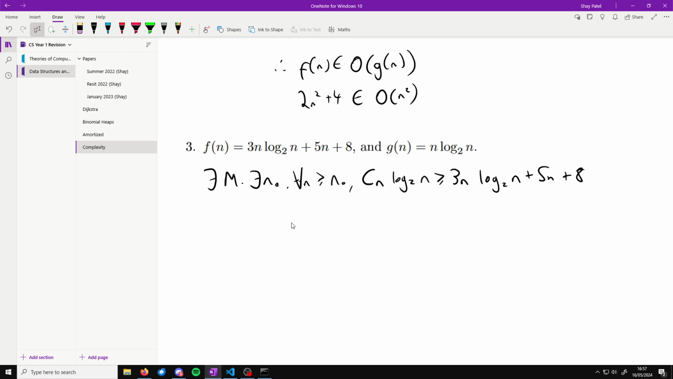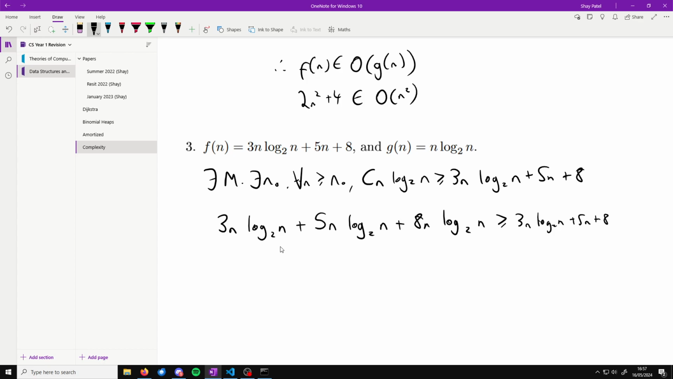Okay, so again, what I'd recommend is raising everything to this, taking all of the coefficients and raising them to this. So if we have something like 3n log base 2 of n plus 5n log base 2 of n plus 8n log base 2 of n, this is going to be greater than or equal to 3n log base 2 of n plus 5n plus 8.